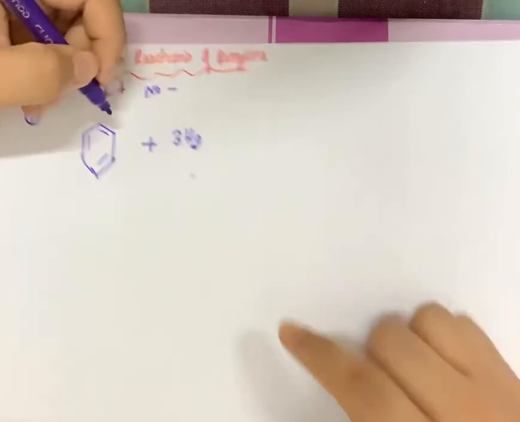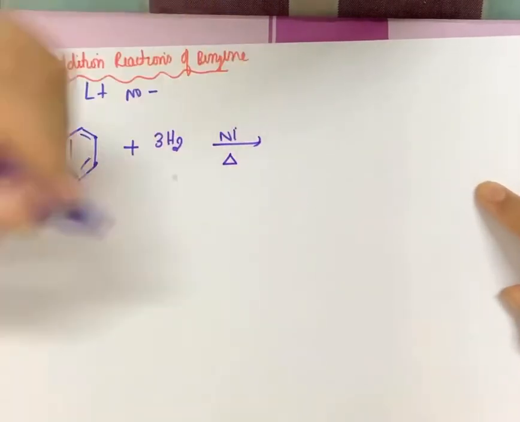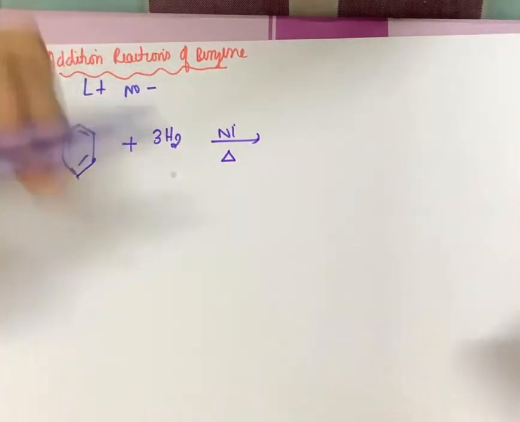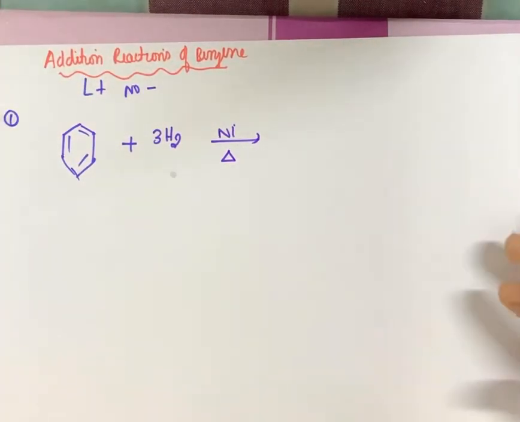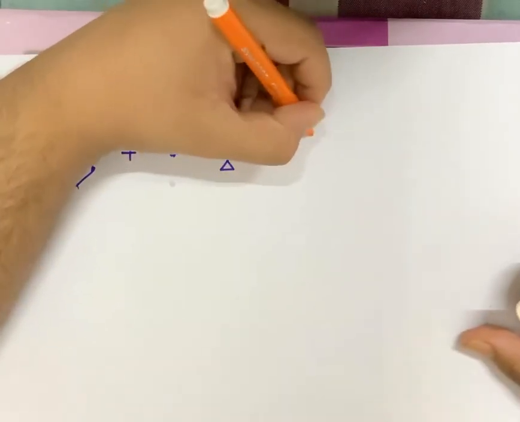3 2s are 6 hydrogens under a nickel catalyst and in heat, because I require a lot of heat for making and breaking of bonds. Okay, so high temperature or a pressure I require for this, and I will form cyclohexane.